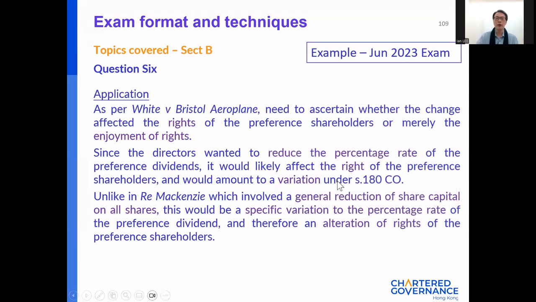We've covered that before. So in application, we need to see that they are reducing the percentage rate. Clearly that will be a variation of the rights of the preference shareholders. In this case, it's not talking about reducing all the share capital. It's actually talking about changing the percentage rate. So it clearly is a variation of the rights of the shareholders in that class of shares.